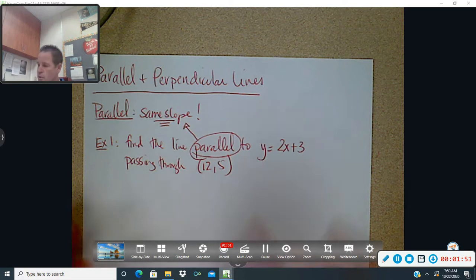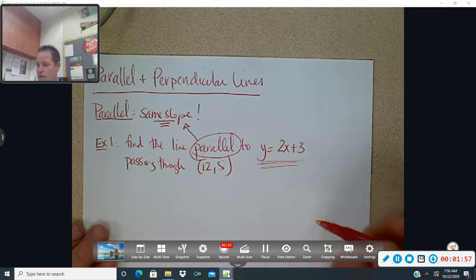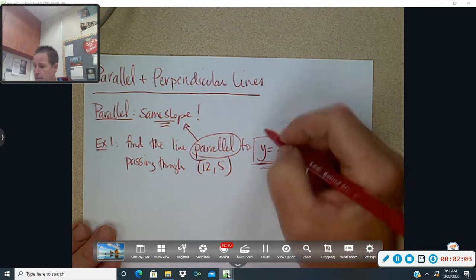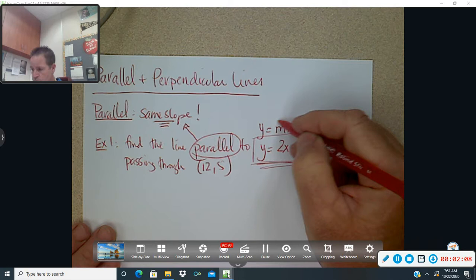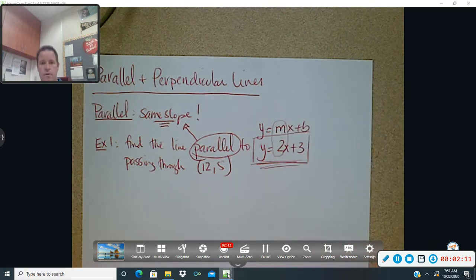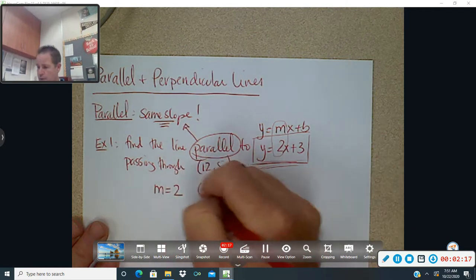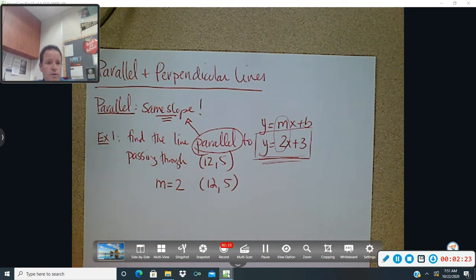We want it to be parallel to this line right here. That means it needs to have the same slope. So the question is, what is the slope of this line? Remember, it's y equals mx plus b, so the slope is 2. To be parallel, you're going to have the same slope. So the slope is going to be 2, and we're going to go through 12, 5. This is not very hard to do, because it's the same work as what you've been doing. We'll put our answer in all three forms: point slope, slope intercept, and standard form.